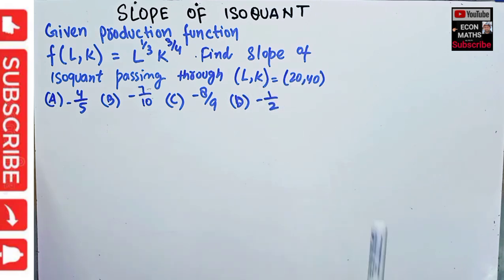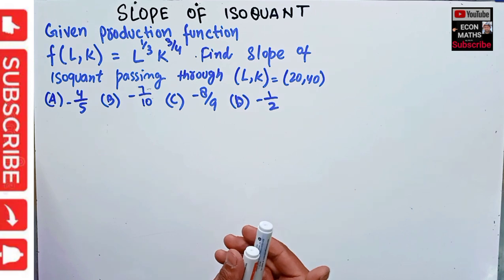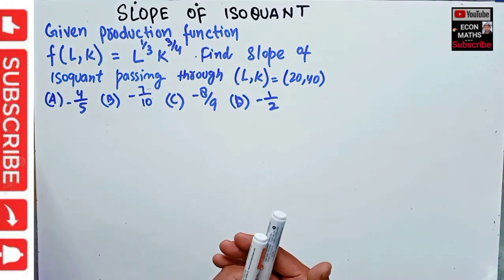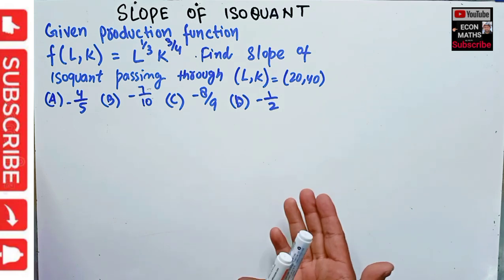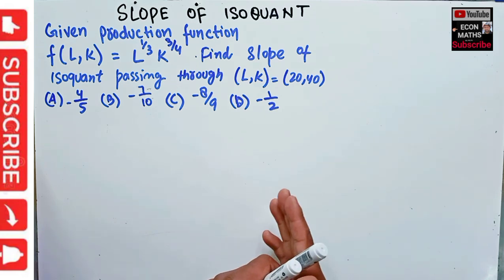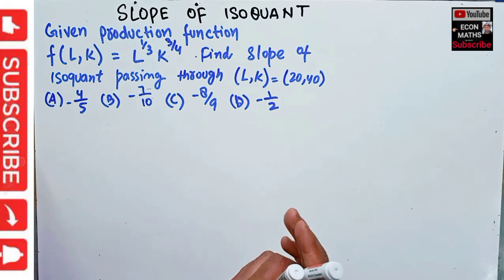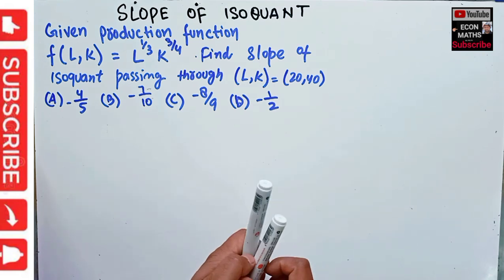The options are being given. We need to find out the correct option. So basically, what is meant by isoquant? An isoquant is a locus of points, or we can say a contour line drawn through the set of points at which the same output is produced while changing the quantities of inputs.